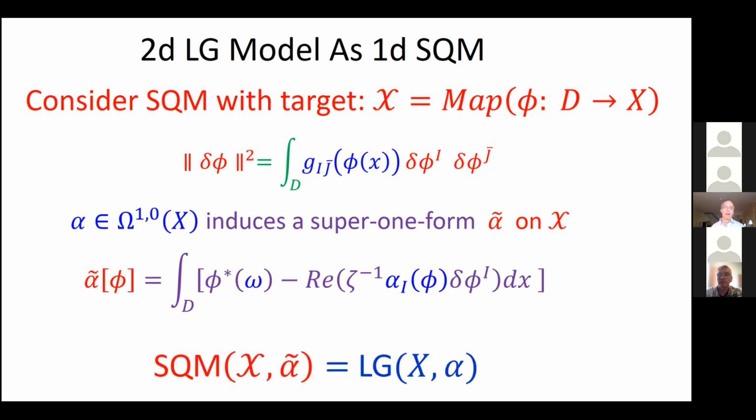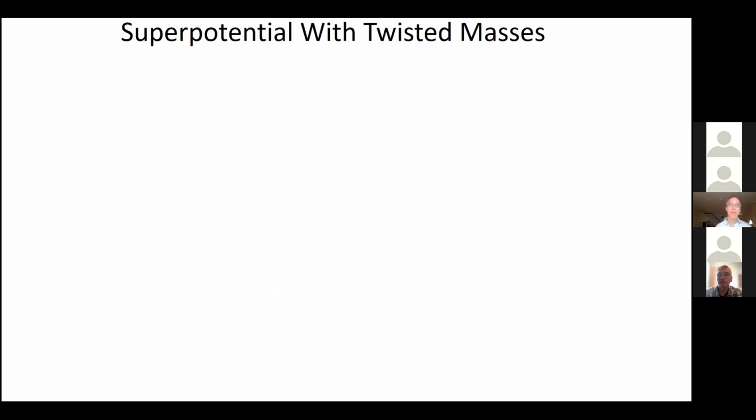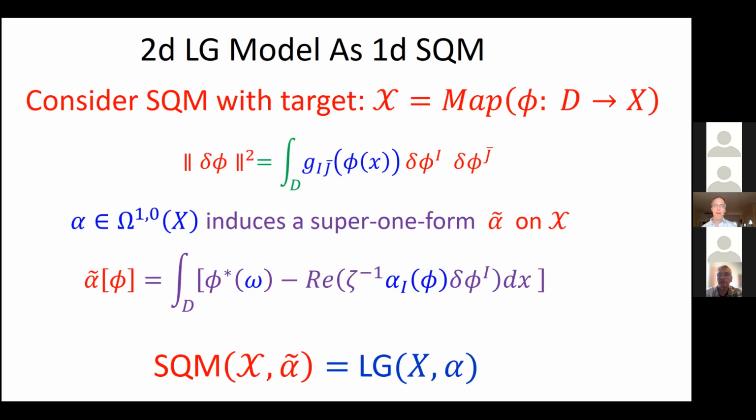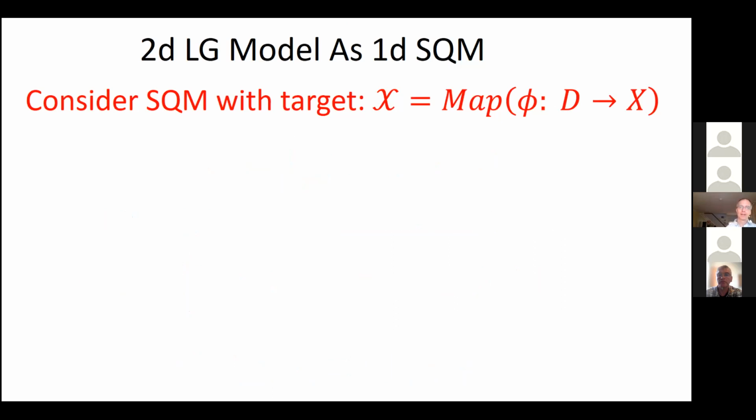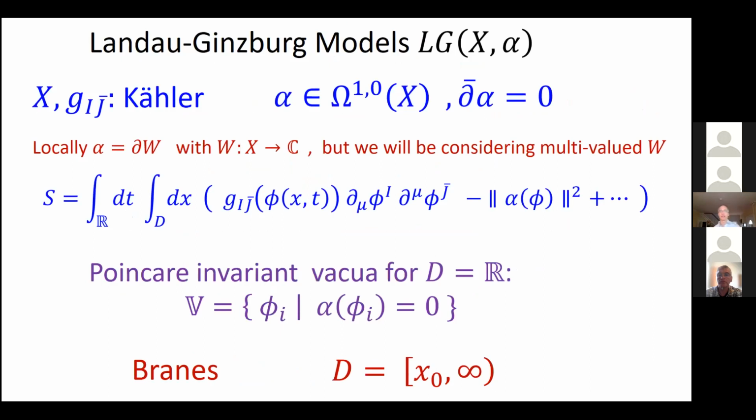So now it's a nice little exercise to do the following. You just work formally and you work out the Lagrangian, or the action, of the super quantum mechanics with this calligraphic X as your target space and this alpha tilde as your super one form. And the result is the action of a 1+1 dimensional quantum field theory, which is the Landau-Ginzburg model for this capital X and alpha. Sorry, but probably you should multiply alpha by zeta minus one in the right hand side. No, the zeta actually cancels out. It just cancels out of that calculation. You'll literally get this.